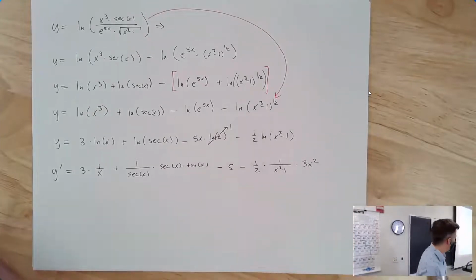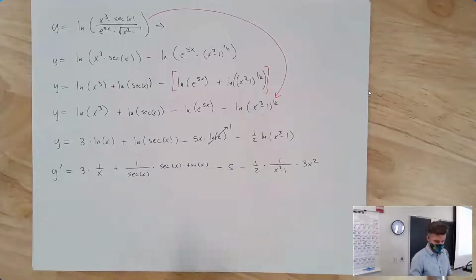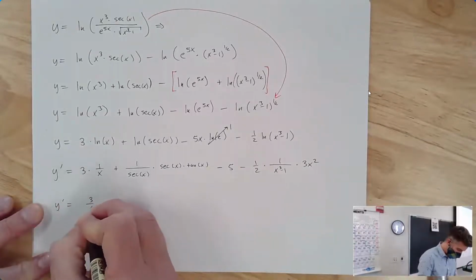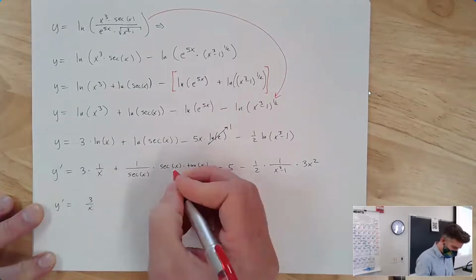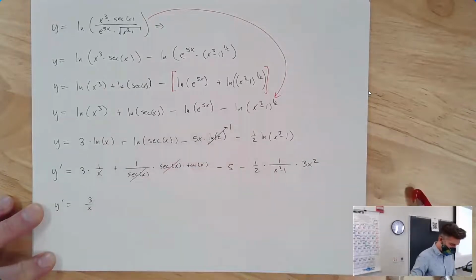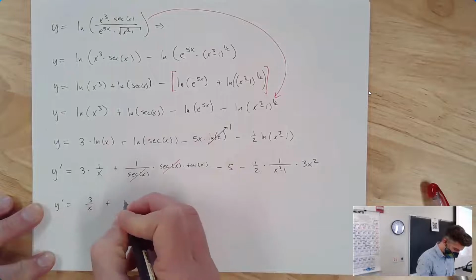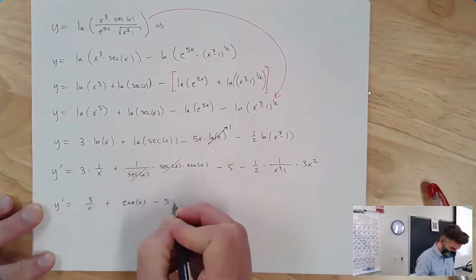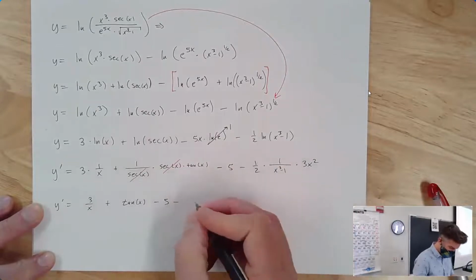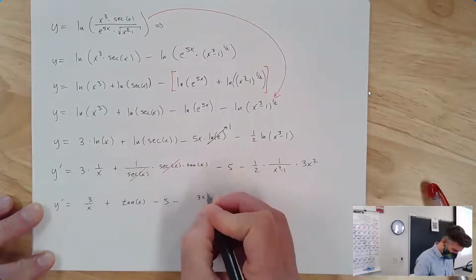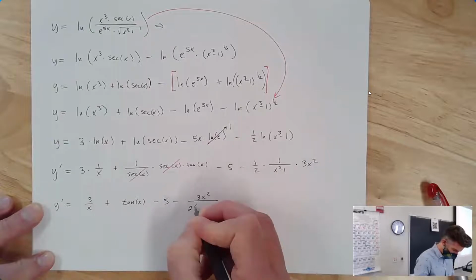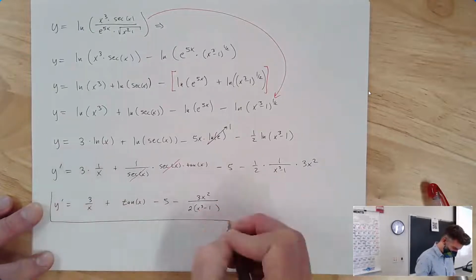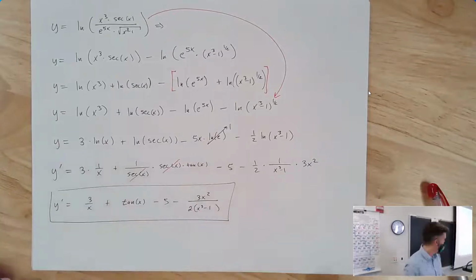And normally I wouldn't really simplify this, but there's a couple really easy things we can do. We can rewrite this as 3 over x. Here a secant cancels, and we're left with just tangent of x. Minus 5. And then here we can rewrite this as minus 3x squared over 2 times the quantity x cubed minus 1. And that's how I would do this problem.